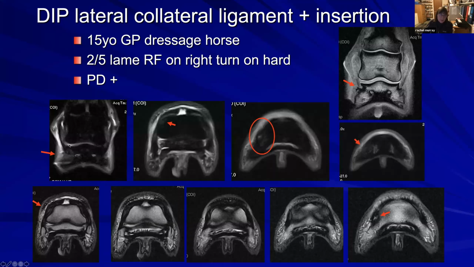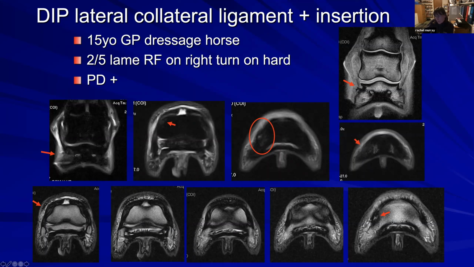fluid signal in the bone at the origin and the insertion of the lateral collateral ligament. And you can see this around the collateral fossa. The collateral fossa is enlarged and distorted with obvious remodeling, as well as the fluid signal surrounding it. The collateral ligament itself has increased signal intensity on T2 fast spin echo images extending through the ligament and into the insertion.